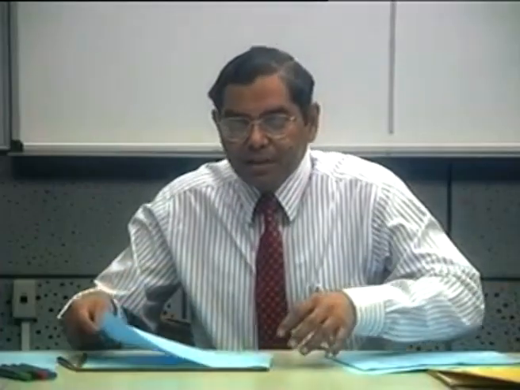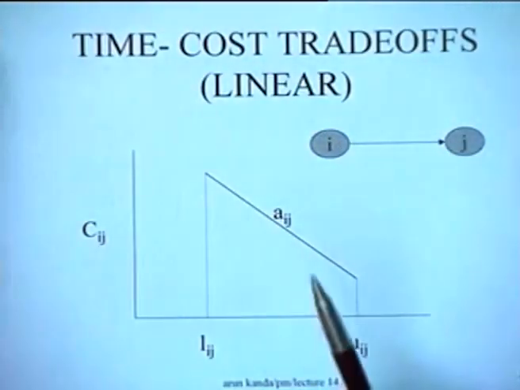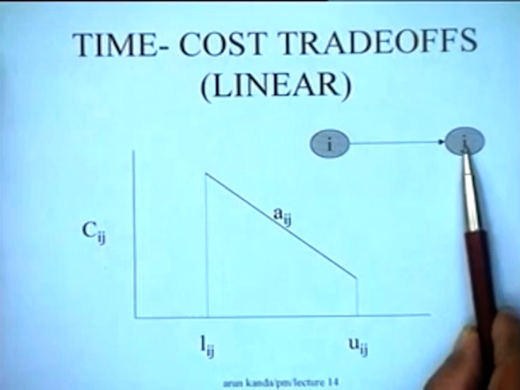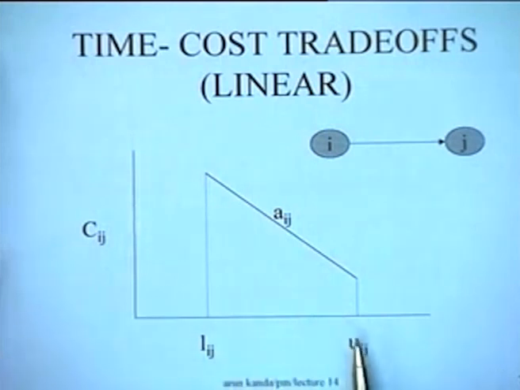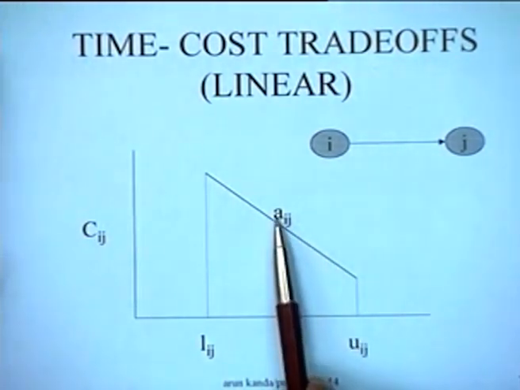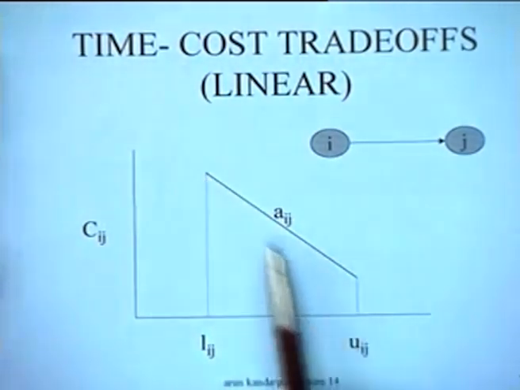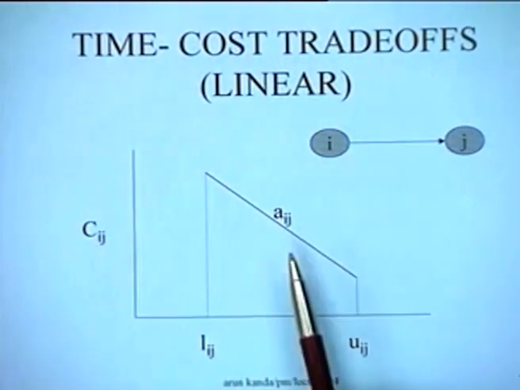Now we are going to be dealing, as I said, primarily in this particular lecture, with linear time cost trade-offs. A linear time cost trade-off essentially means that for an activity, let's say ij, in the AOA framework, the cost of the activity is Cij, and it has an upper duration Uij, which is the normal duration, and it has a lower duration Lij, which is the crash duration, and the magnitude of the slope of this is Aij, although of course the slope is actually negative for this particular activity. So linear time cost trade-offs would mean that the cost time relationship for the activity is of this nature.